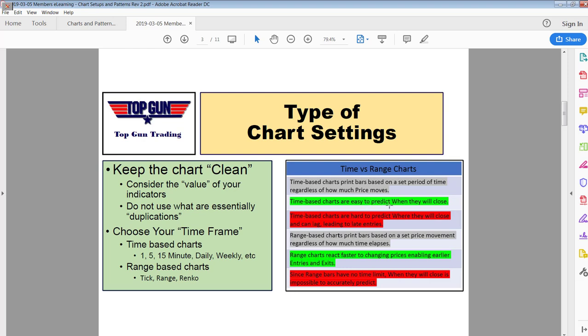The time-based charts are easy to predict when they're going to close, which is okay. I'm not sure that when a candle closes is an important factor. I'd like to know at what price level it is and what signal it gives, more than anything else. That's the con: it's hard to predict where they're going to close. And it says here that they can lag, leading to late entries.